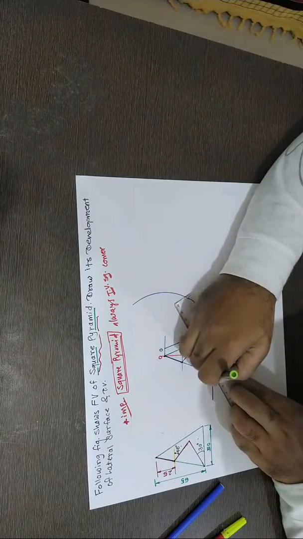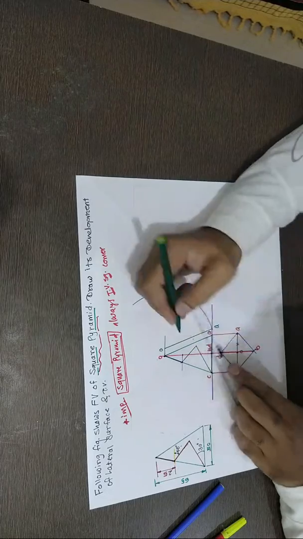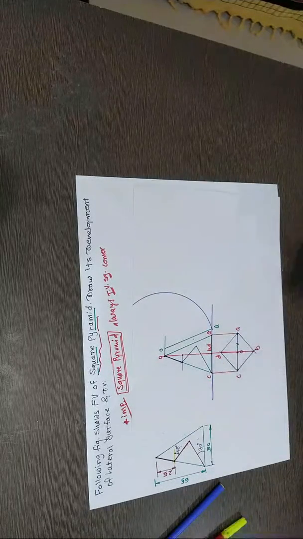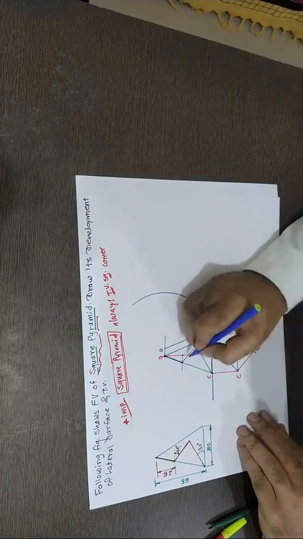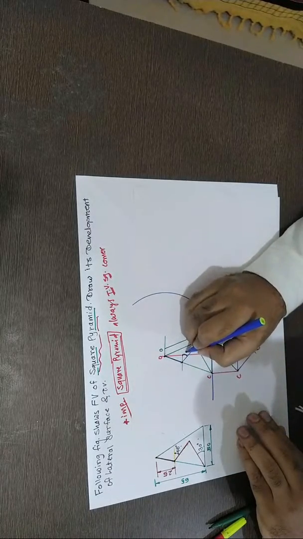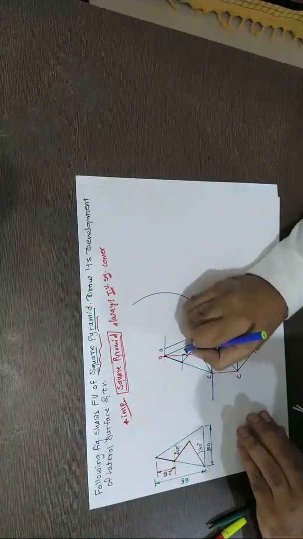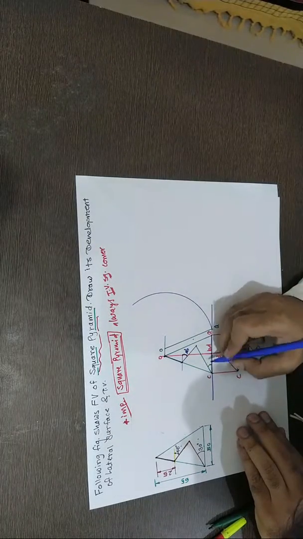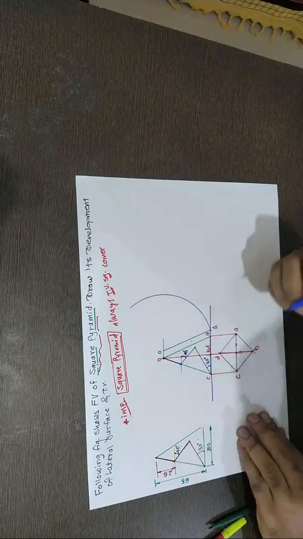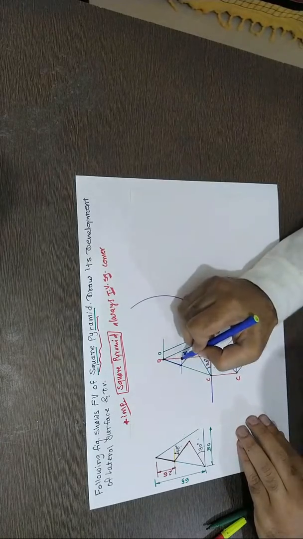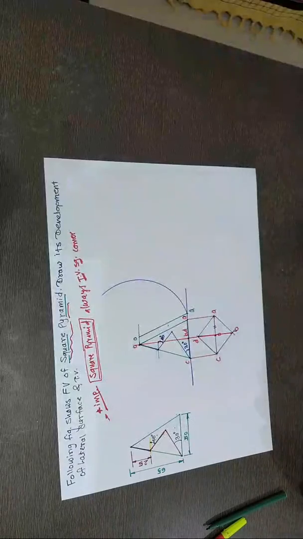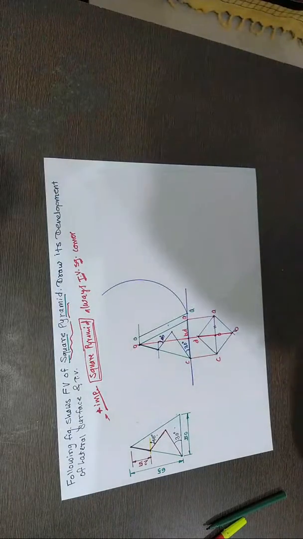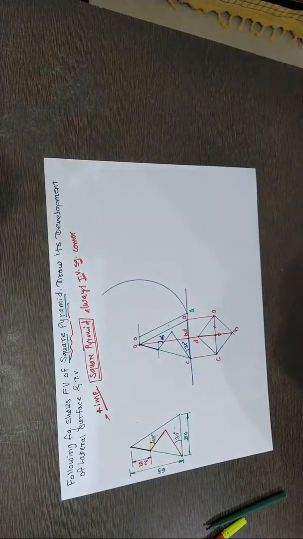See, this is a 30-degree line at C. Okay, that's the exact intersection I got here, right? So now this angle is 45 degrees. This angle is 30 degrees. And this vertical distance is 25 as given in the question. Clear? Now, let's check how to draw the development.